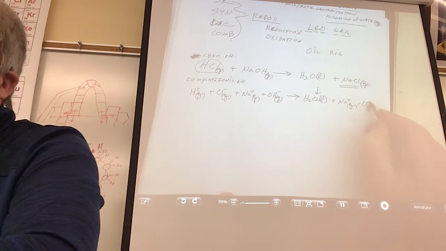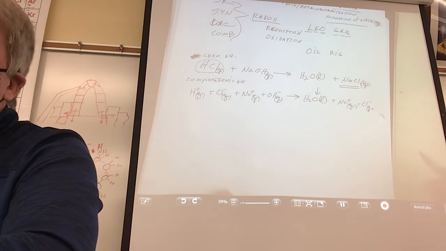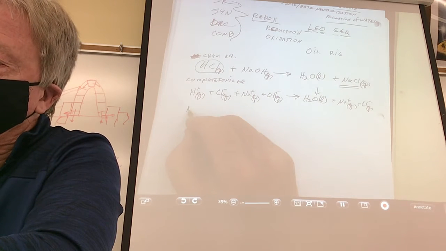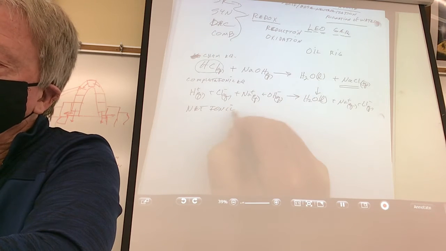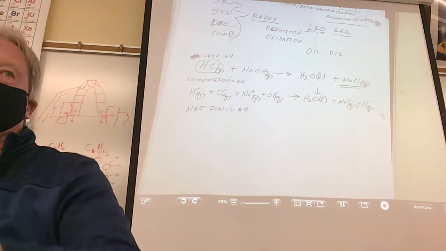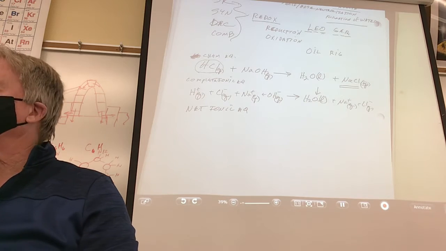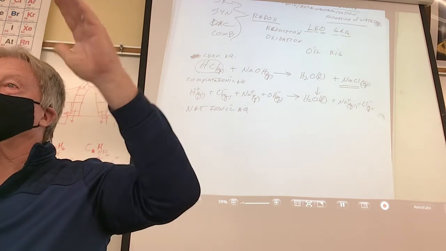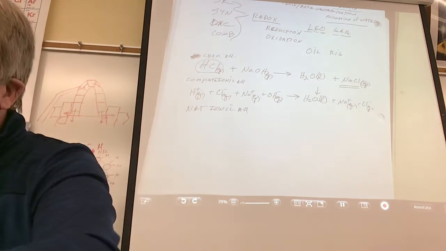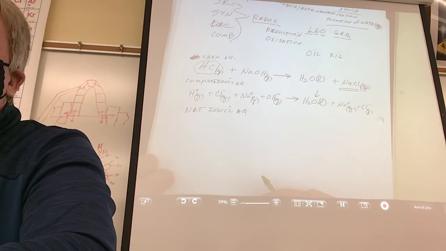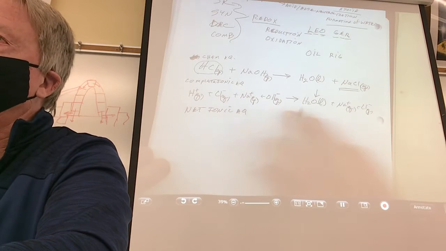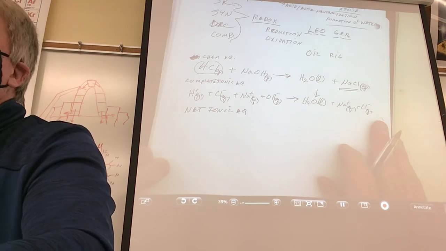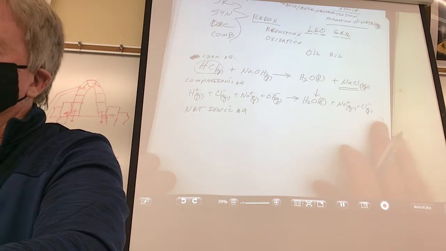All right, remember that? And the fun part: how do you go from the complete ionic to the net ionic equation? This is the fun part. When I first learned that word, spectator ions, it means whatever you're doing on the left side of the arrow, you're still the same. You didn't do anything. You just sit around and look, like a spectator.